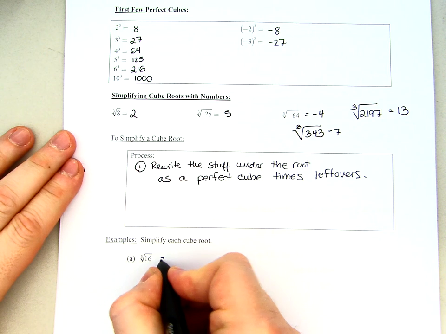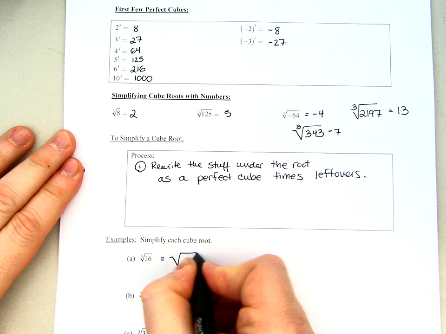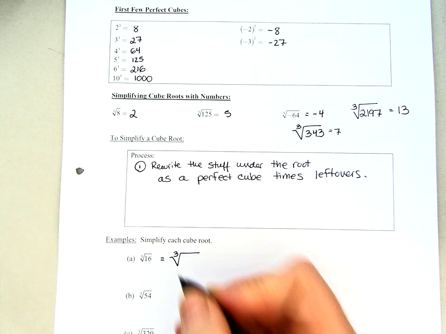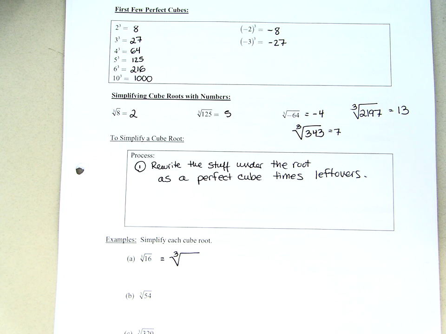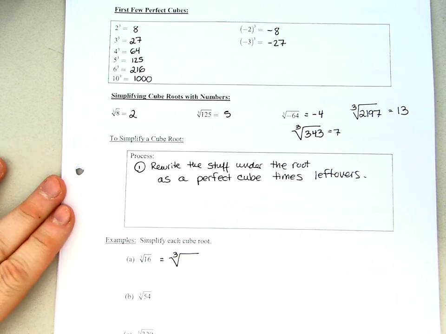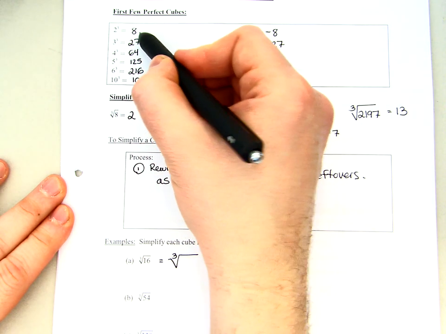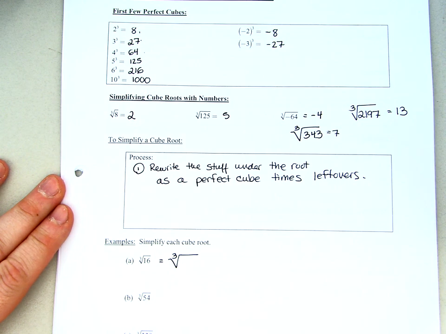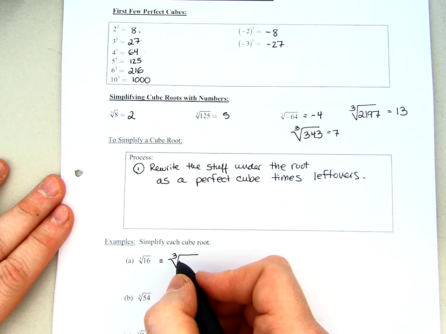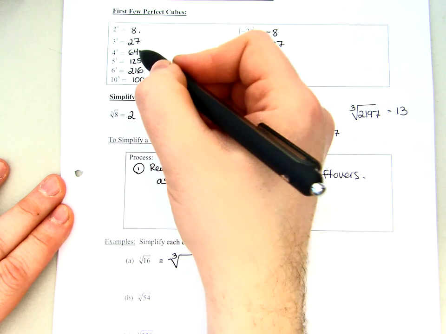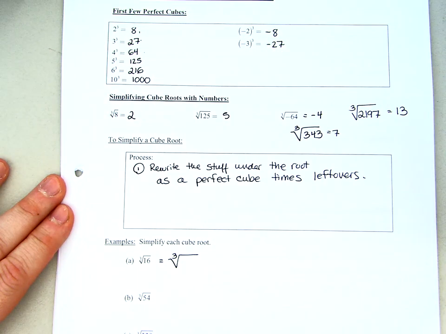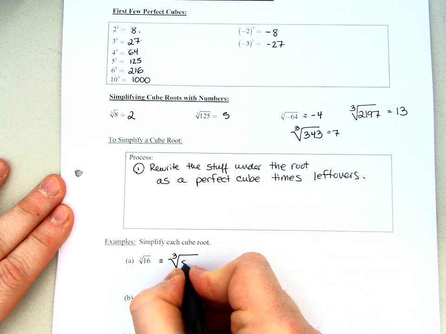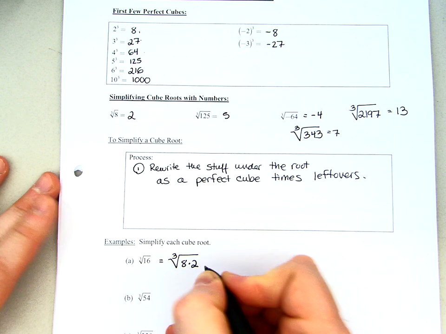Okay, so I want to rewrite this as the cube root, and we've got to put that 3 inside there. I do not care about 4, 9, 16, 25, those things. What I care about now are these numbers, 8, 27, 64, 125, 216. Well, 16 is which of those numbers times something else? Leo? 8 times 2. Okay.